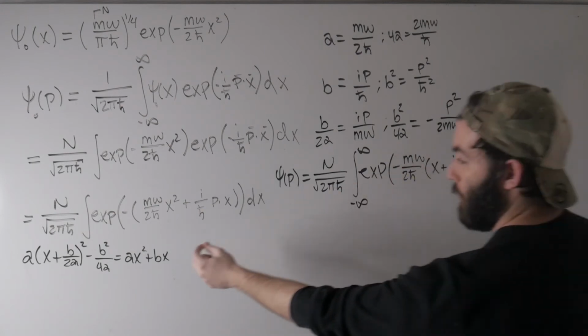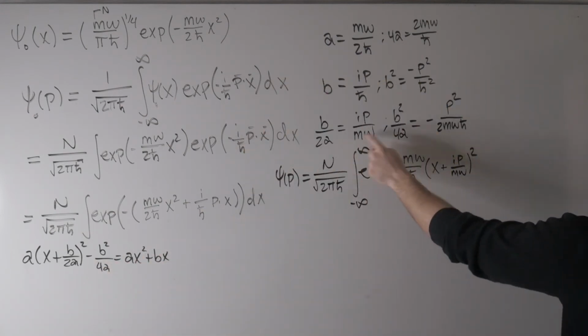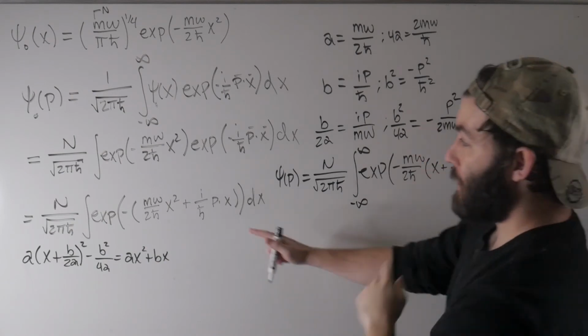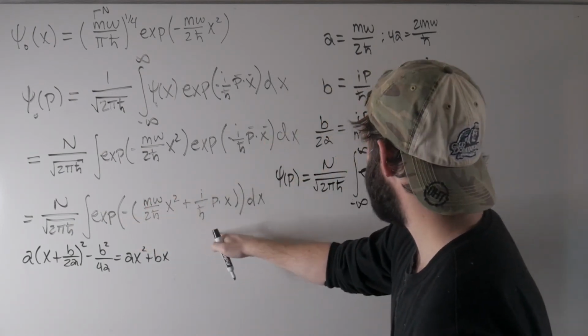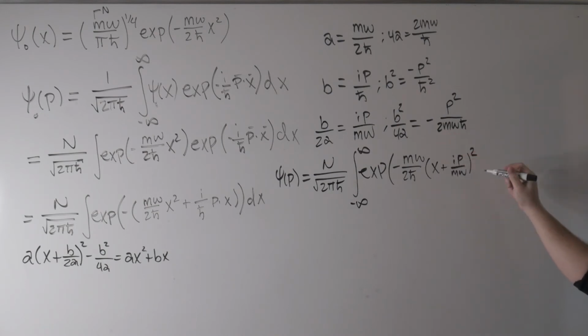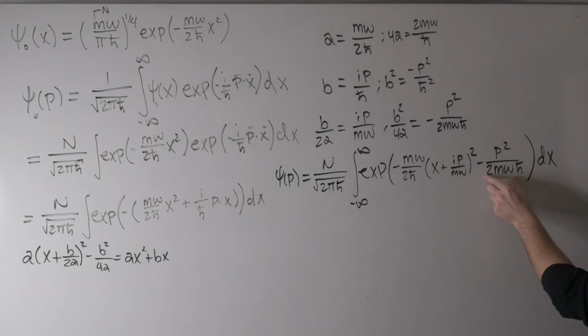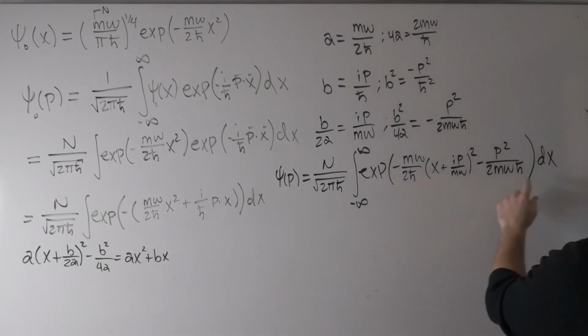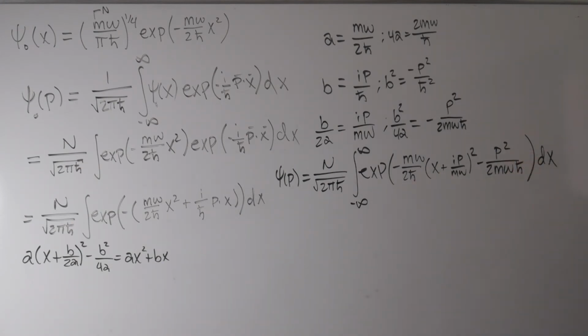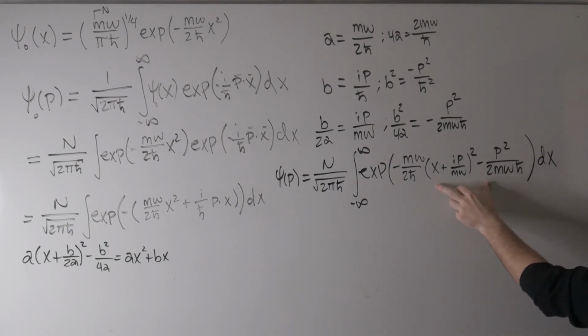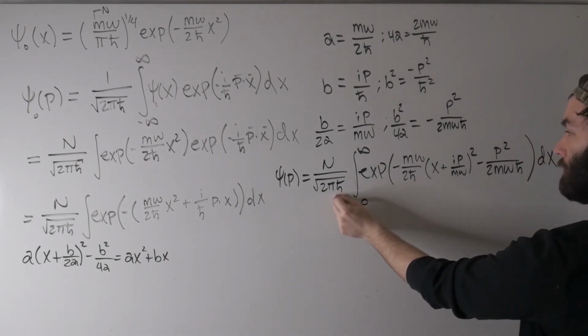Okay, so we have minus b squared over 4a, so this becomes positive, but then in the exponential we have a minus that. So this retains its minus sign. So we have minus p squared over 2m omega h bar integrated with respect to x. Now this is actually really good news because this is just a constant in the eyes of the integral because we're just integrating with respect to x, not with respect to p. So we can break up the exponential and pull it outside of the integral.